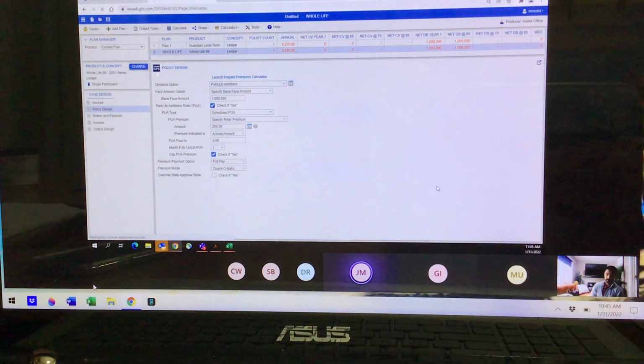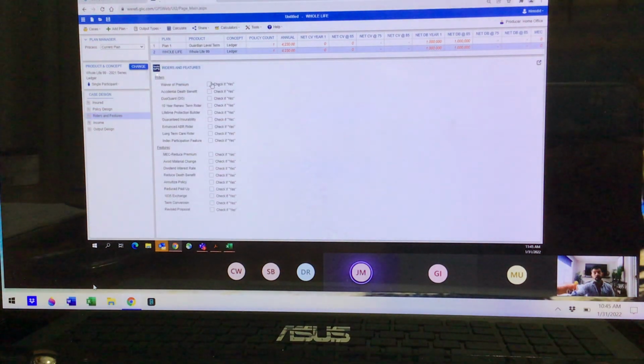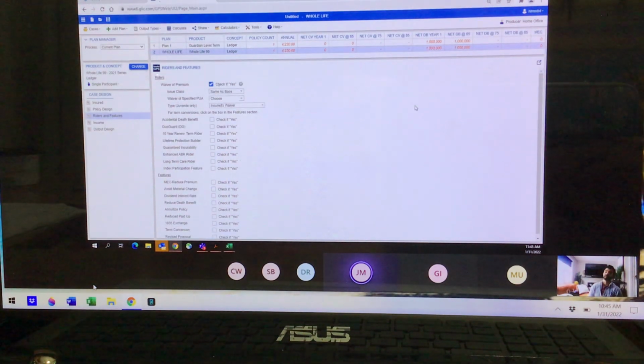Riders and features. I'm going to go through these quickly. Waiver of premium. If we are disabled, it will pay the base premium for us for as long as we're disabled, as long as we're disabled prior to age 60. If we're disabled after age 60, it'll pay to age 65. By age 65, this rider falls off because it assumes retirement. So this is really just to protect us. So think of it as a disability policy for our whole life policy while we're working. And most younger people, I would say we definitely want to put it on.